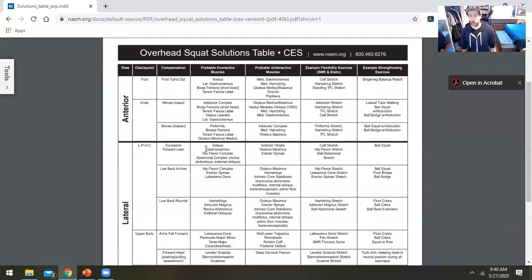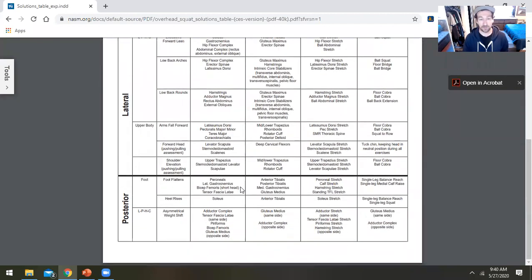We looked at excessive forward lean and low back arching yesterday. Also low back rounding, which we mentioned briefly and will circle back to at the end. But yesterday we spent time talking about forward head posture and shoulder elevation. And then today we're also going to look a little bit at arms falling forward.